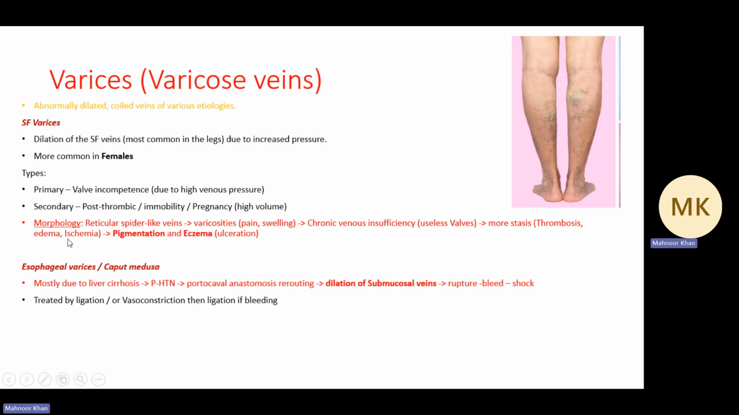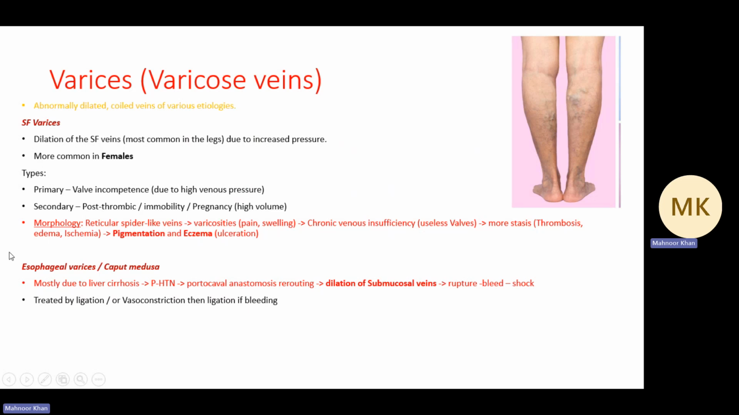Because it doesn't let the blood flow out, so new blood doesn't come in. And finally, that results in pigmentation, as you can see here, and eczema, ulceration. Pigmentation would be something like brownish, reddish, and then there will be ulceration gradually. So that is the end result of superficial varices, mainly in the legs.